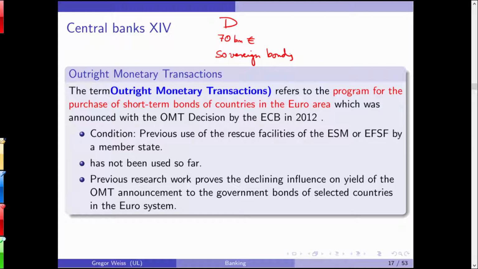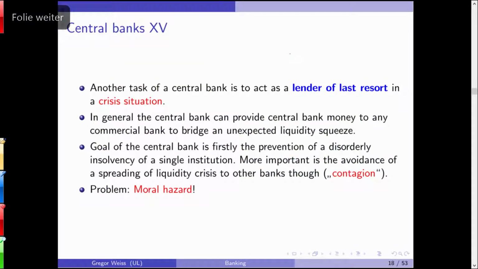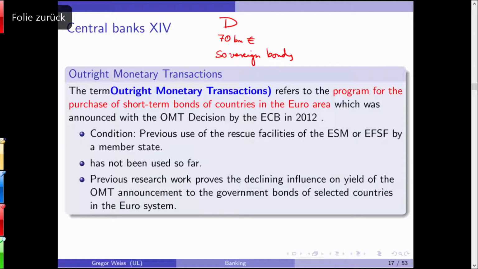It has not used outright monetary transactions so far, but simply the announcement that the ECB will do whatever it takes has decreased the yields on Greek government bonds, because private investors were assured that the Greek state will not default, and in the worst case, the European Central Bank will bail out Greece. Private investors were now willing to buy up Greek sovereign bonds.